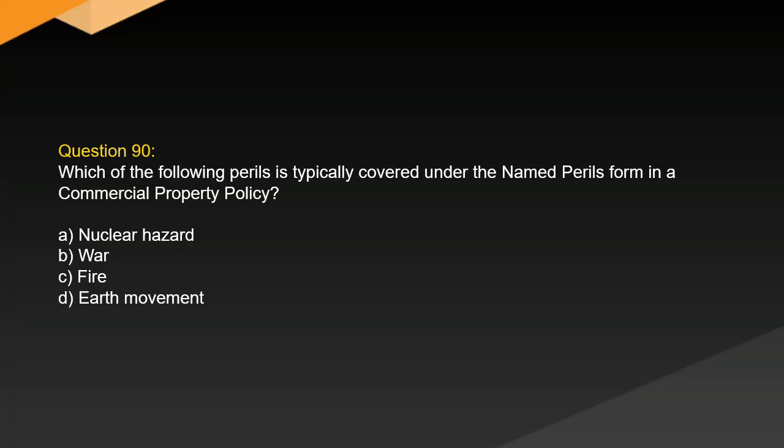Question 90. Which of the following perils is typically covered under the named perils form in a commercial property policy? A. Nuclear hazard. B. War. C. Fire. D. Earth movement.